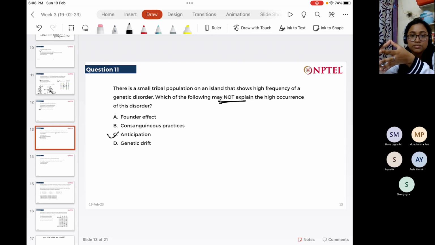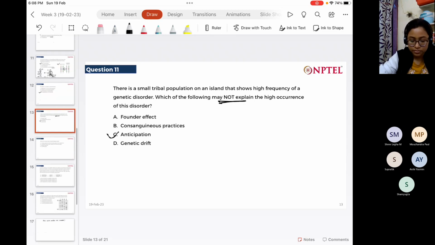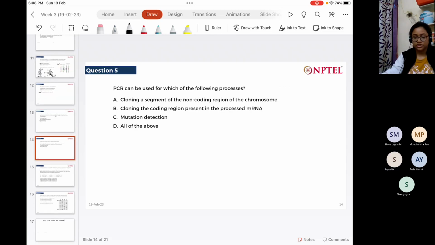Okay. Is that correct? Do you guys understand why the answer is anticipation? Others? Yes, ma'am. Great. Now moving on to the next question.